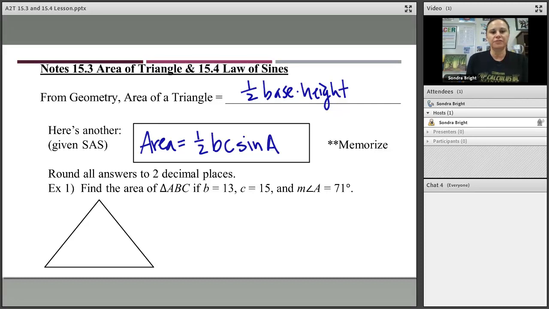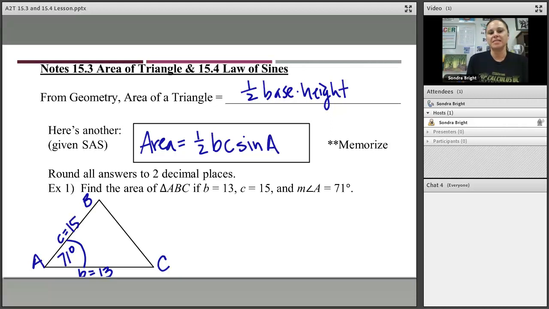They want us to find the area of triangle ABC, if side B is 13, side C is 15, and angle A is 71. So you should draw a triangle on your paper. I find it helpful to draw it every time. So here's angle A, angle B, angle C, capital letters representing the angles. And so angle A is 71 degrees. Side B is 13. Remember, side B is the one opposite angle B. And then side C is 15, which is the side opposite angle C.